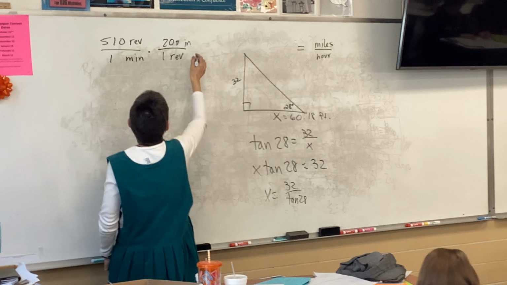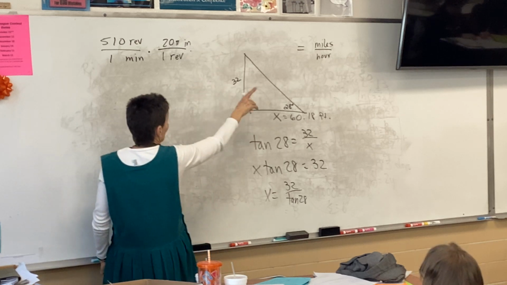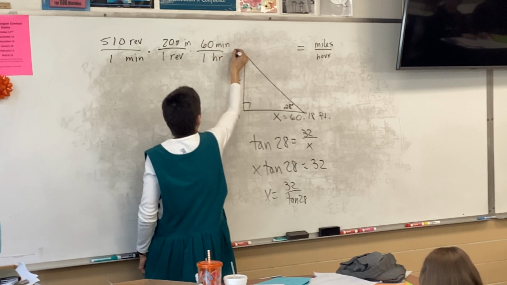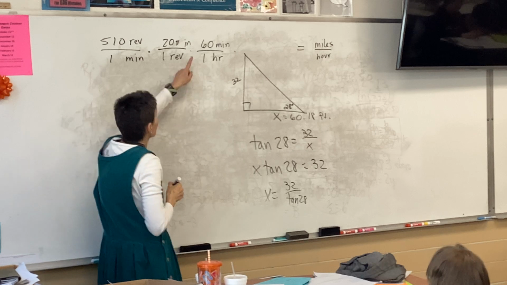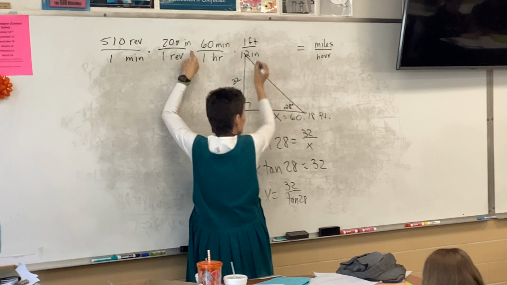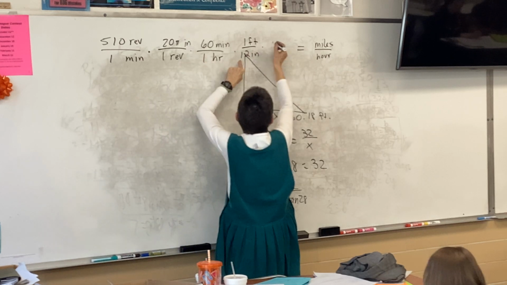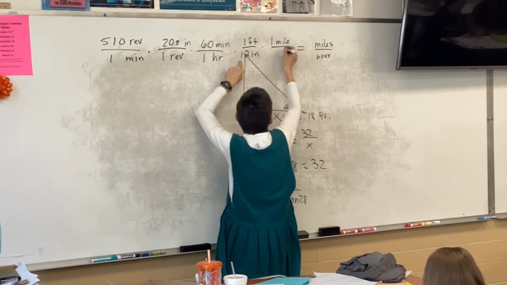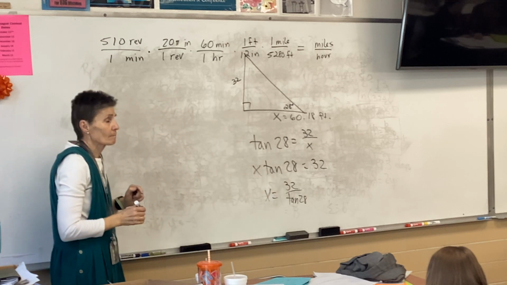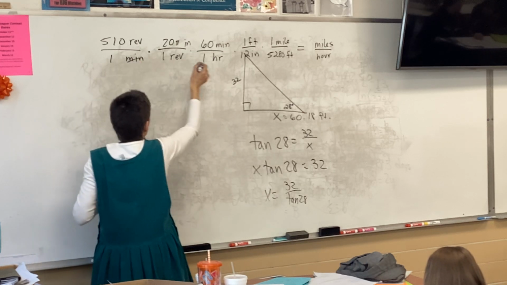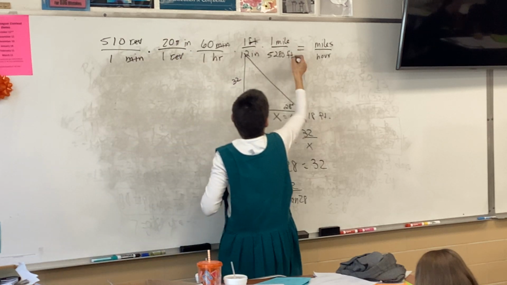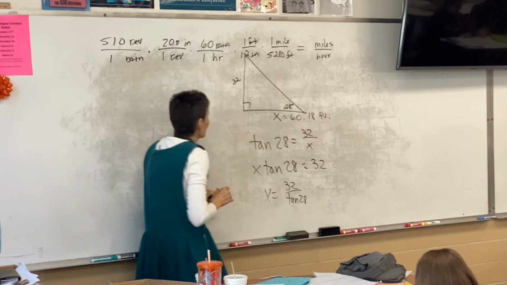All right, so what am I doing now? 60 minutes in 1 hour. And then I have inches. So 1 foot, 12 inches. And then 1 mile, 5,280 feet. So minutes, revolutions, feet, inches. Looks like I got it.